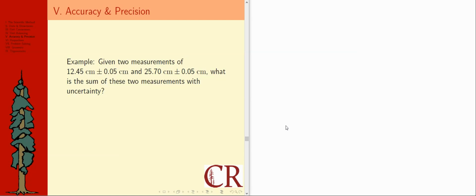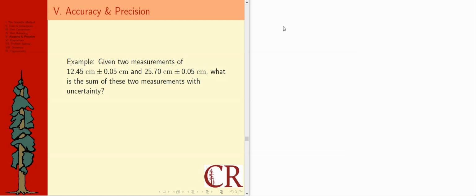Given two measurements of 12.45 centimeters plus or minus 0.05 centimeters and 25.70 centimeters plus or minus 0.05 centimeters, what is the sum of these two measurements with uncertainty? So in this question, we're kind of scratching the surface a little bit about what it takes to work with estimated uncertainties. And again, we're going to go into more detail in some lab assignments in this course as we go through it.